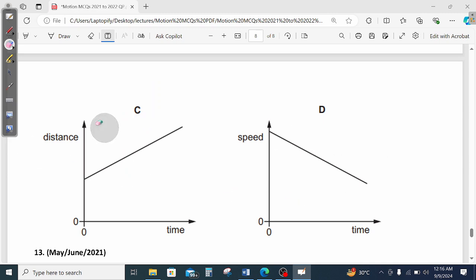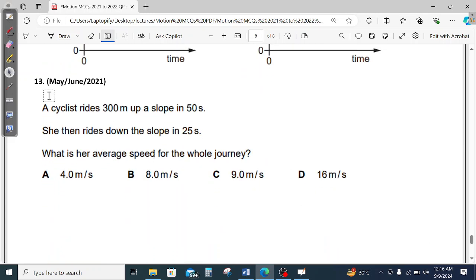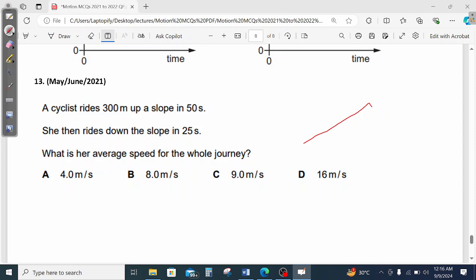One more question is here. A cyclist rides 300 meter up a slope in 50 seconds. She then rides down the slope in 25 seconds. What is her average speed? You have to understand this. This is the slope, and this is again the slope. The cyclist moves this 300 meter distance in 50 seconds and then covers 300 meter in 25 seconds. You have to find the average speed.